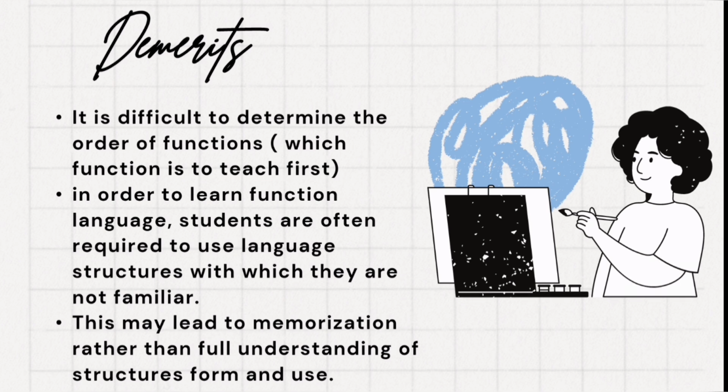Structure of language is a topic of grammar, and functional approach is a topic which is useful in practical life. So sometimes they both clash with each other. So these are the demerits of functional approach.